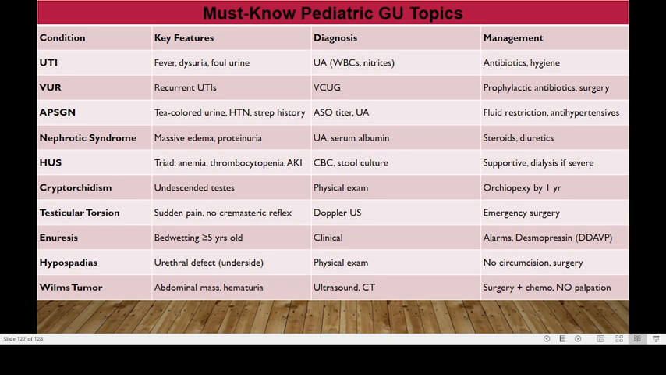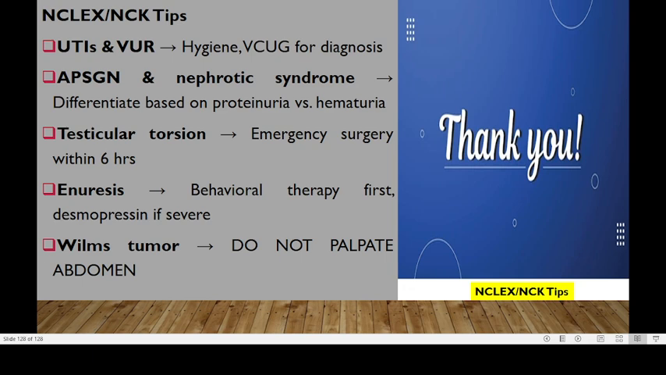So ladies and gents, these are some of the must-know pediatric genitourinary disorders, and this will be very important in preparation for the NCLEX examination. So remember, you have to talk about the UTI, the urinary tract infection, the vesicoureteral reflux disease, and the epidemiology condition, the NS, the HUS, cryptorchidism, that's undescended testis, testicular torsion, enuresis, hypospadias, and the Wilms tumor. At least these are the most common conditions that will be tested in the NCLEX, right?